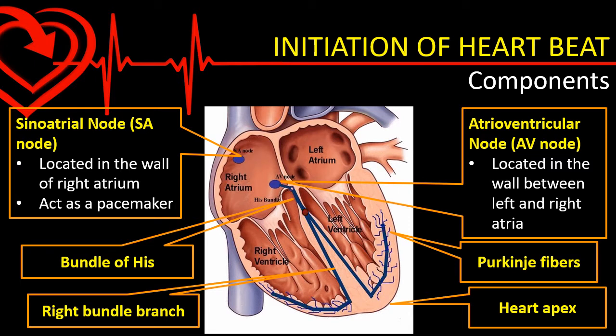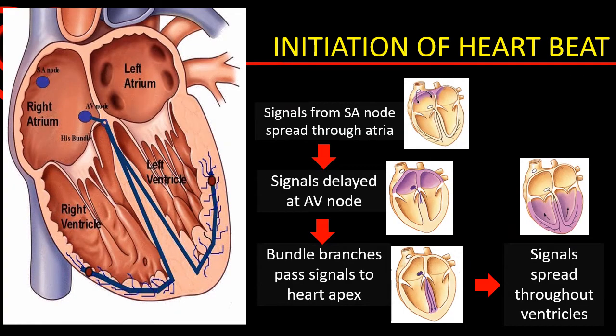Impulse transmission system or initiation of heartbeat consists of a few components, which are sinoatrial node or SA node, bundle of His, bundle branches, atrioventricular node or AV node, and Purkinje fibers. SA node generates electrical signals or impulses. The signals spread rapidly through both atria and then delayed at AV node for 0.1 second. The signals are then conducted towards the heart apex through bundle of His and the left and right bundle branches. When the signals spread throughout the ventricles through Purkinje fibers, both ventricles contract from the heart apex, moving upwards.